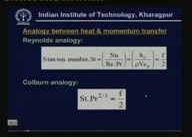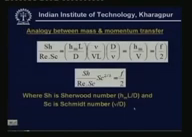Now let us look at analogy between mass and momentum transfer. Similar to heat and momentum transfer, we can also write analogy between momentum and mass transfer, and here we define another non-dimensional number called Sherwood number Sh, and this Sherwood number is defined as Hm into L by D, where Hm is the mass transfer coefficient and D is the diffusion coefficient and L is a length parameter. So Sherwood number is analogous to Nusselt number, and we also define another non-dimensional number called Schmidt number. This Schmidt number is analogous to Prandtl number.